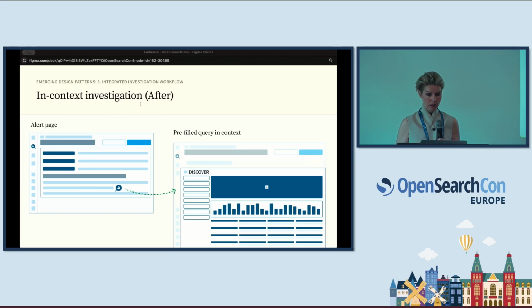So what happens here is the new pattern introduces pivoting to secondary experience that might be query experience to gain more context on a signal. In this example, it's query in Discover, pre-filled with the context of the investigation. This allows to maintain the context during the investigation to be able to work faster and more efficiently.